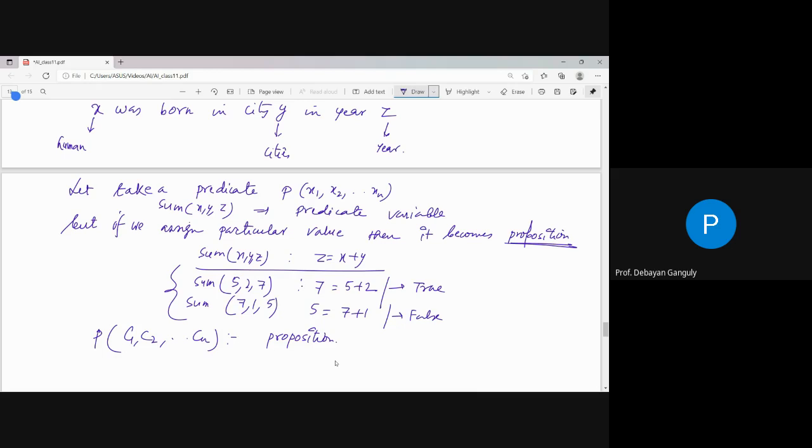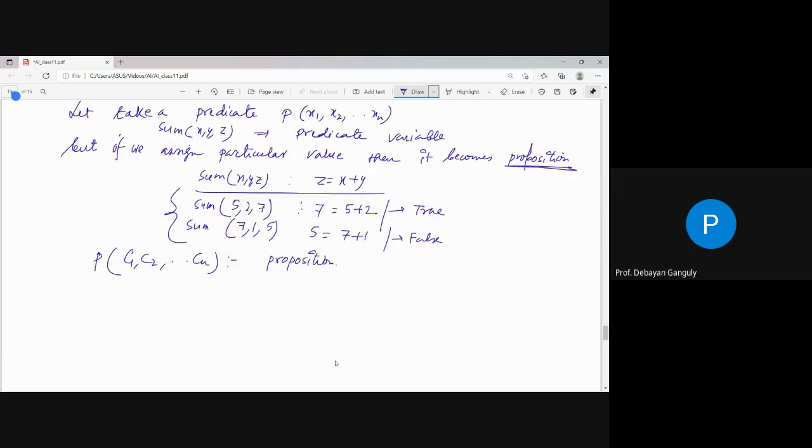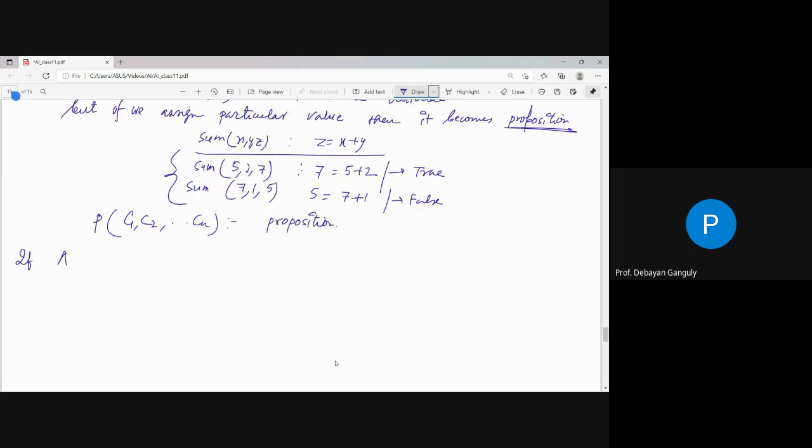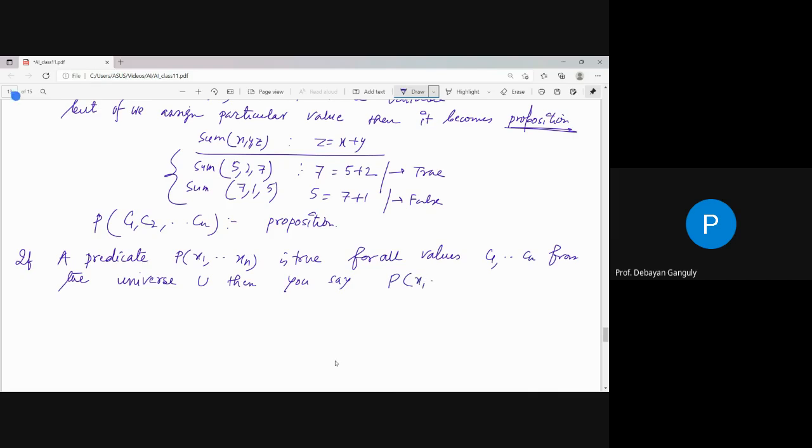মানে প্রেডিকেটটা তখন প্রপোজিশনের মতো কাজ করে। তার মানে a predicate is true for all values from the universe, then this is a valid, right? What I am saying, if a predicate which is x1 to xn is true for all values c1 to cn from the universe of discourse, universe U, then you say this is valid. This is valid in this universe. That means this particular predicate is true for all values. তাহলে আমরা সেটাকে বলবো valid.